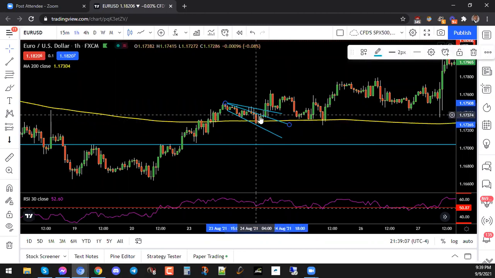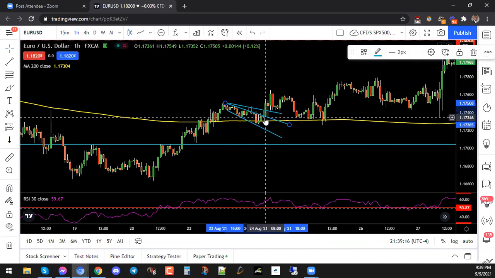Yeah, so wick to body would look like this. And as you can see, it is still a valid trend line. All you have outside there are wicks. The price is not closing outside of the wick to body or outside of wick to wick. Once it closes outside, it gives you a hint that there may be a breakout.